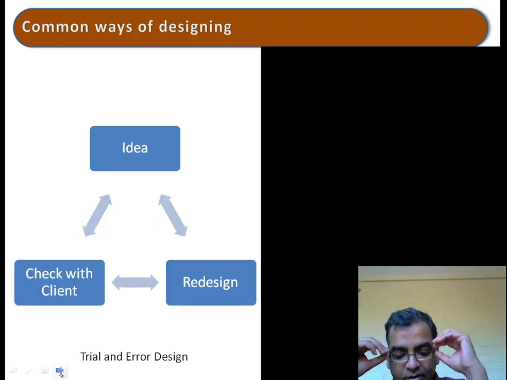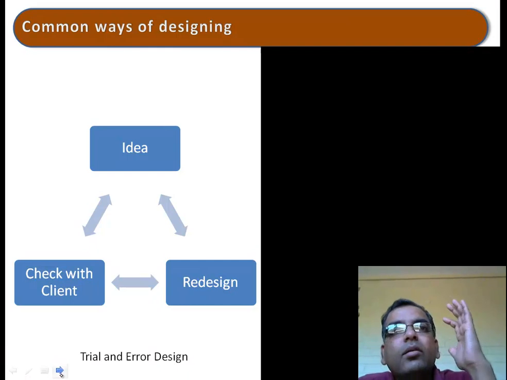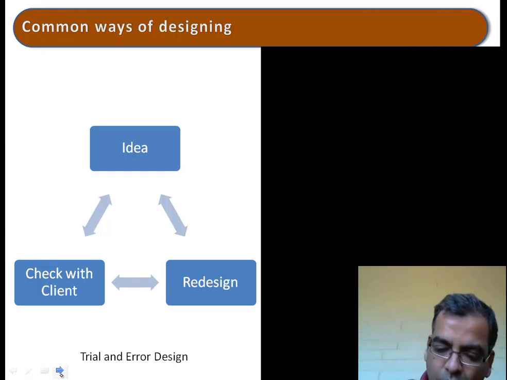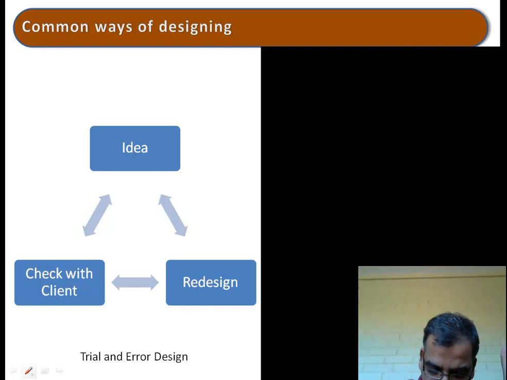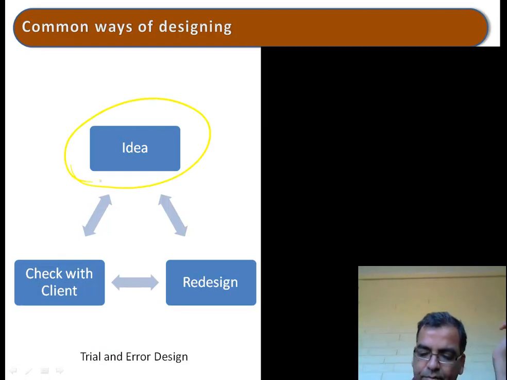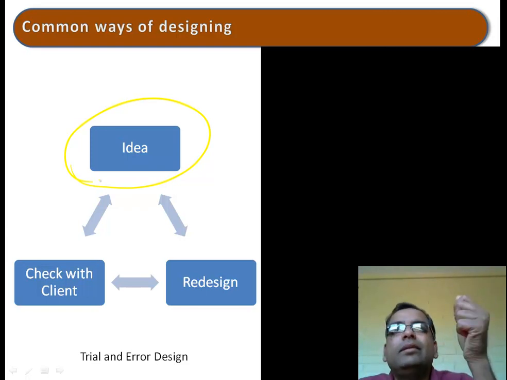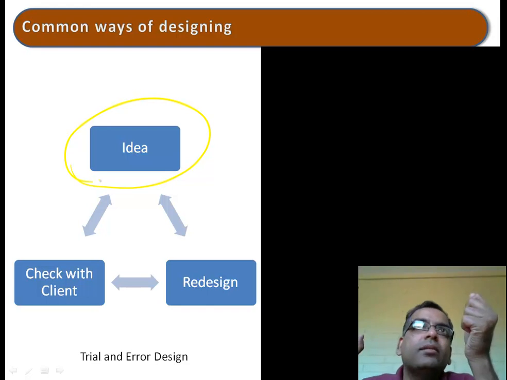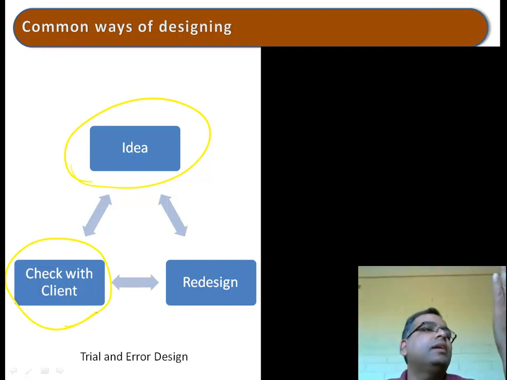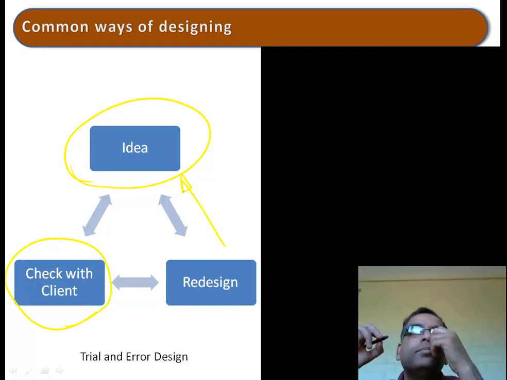Okay, so now let's look at some common ways of designing. The first way, and this is what most students are used to. Let us say I give you an assignment. I ask you to do some problem. What do you do? You come up with an idea. Then typically, you go and ask your teacher, "Sir, is this right? Did I do the right thing?" That is this check with client. The teacher looks at it and says, "Nah, this is not right, that's not right," right? And then you go and come back up with a new idea.